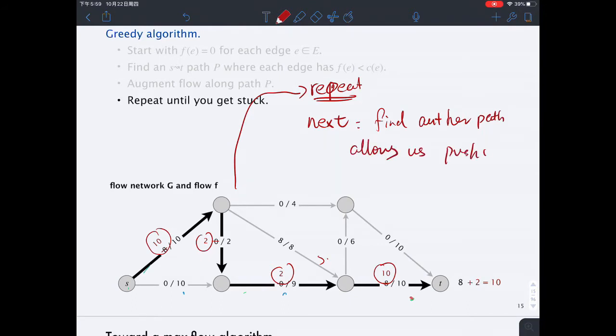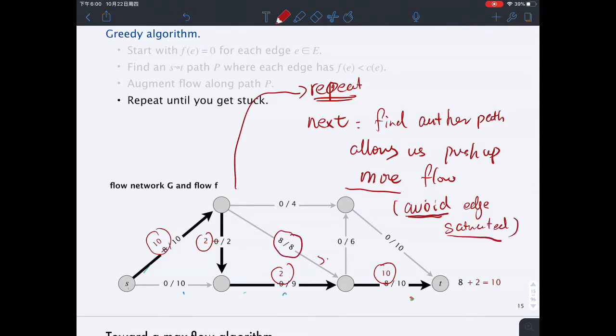Find another path that allows us to push more flow. There's one interesting aspect of this algorithm I just didn't mention. We need to avoid the edges that are already saturated. Saturated means that if you look at this edge over here, it's 8 out of 8.